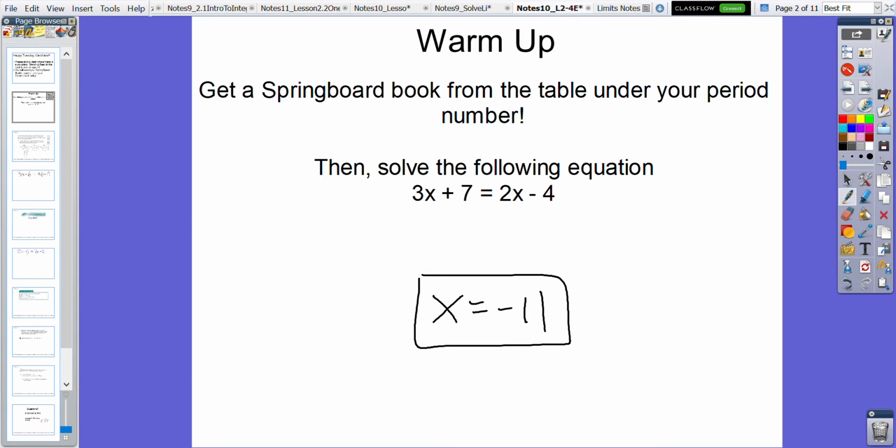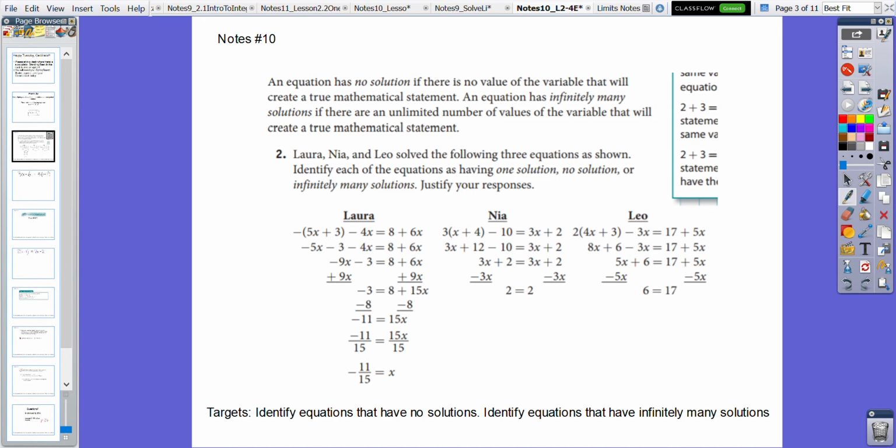On page 25 in your Springboard book, you should see something like this. You're going to skip over number 1 and take a look at number 2. But I want to point out some really important parts of the paragraph before number 2. It says an equation has no solution if there is no value of the variable that will create a true mathematical statement. I'm going to have you circle no solution and this little phrase here, true mathematical statement.